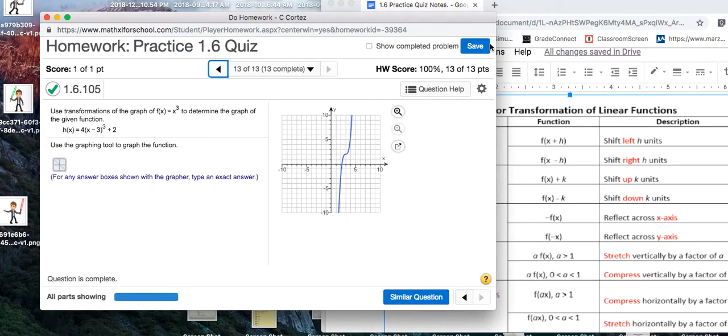Good. It's all done. Ideally, you should know how to do all 13, even if there's only 5 on the quiz.